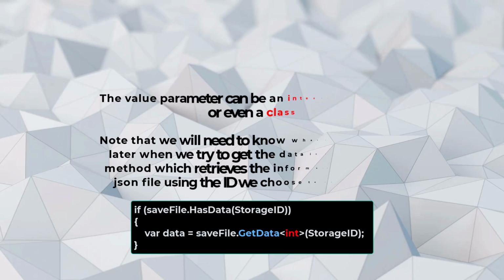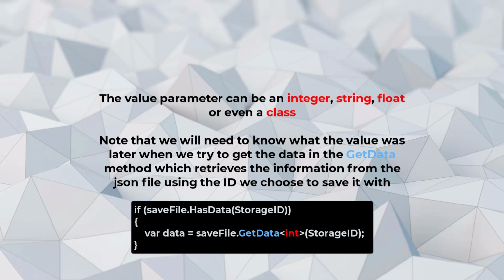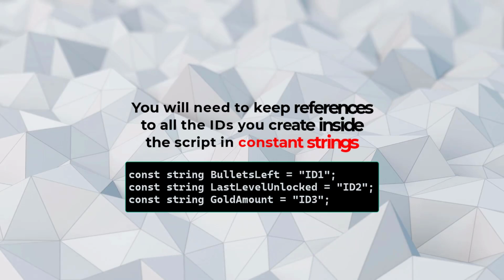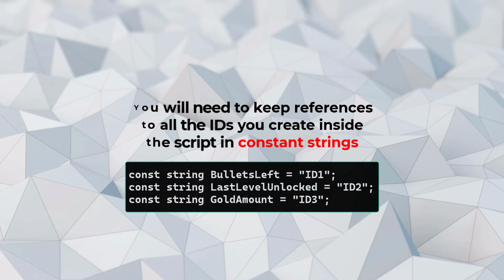The value parameter can be an integer, string, float or even a class. Note that we will need to know what the value was later when we try to get the data in the getData method, which retrieves the information from the JSON file using the ID we choose to save it with. You will also need to keep references to all the IDs you create inside the script in constant strings.